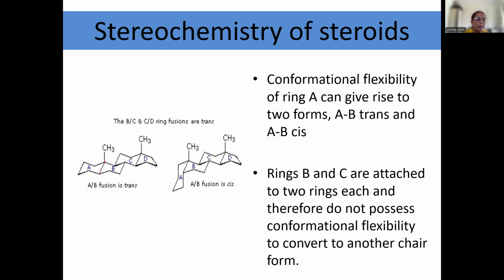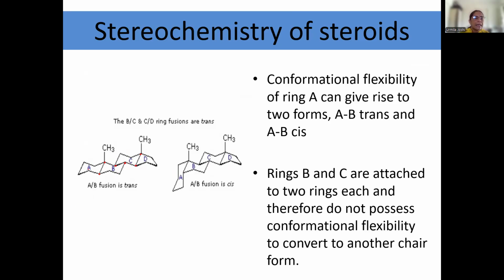A and B have two common carbons. B and C have two common carbons. C and D also have two common carbons. But effectively, in ring D and ring C, there are four shared carbons. Two with one ring, two with the other ring. What is the result of this? The result is ring B and C are not conformationally flexible. They cannot change from one chair conformation to the other chair conformation.